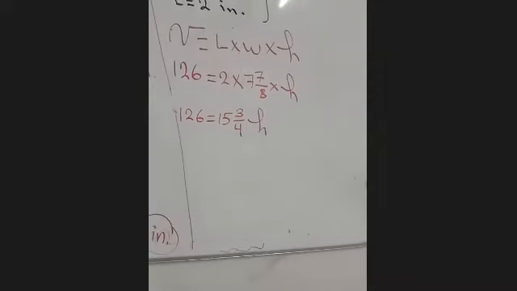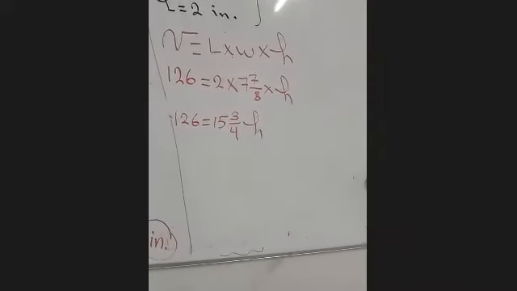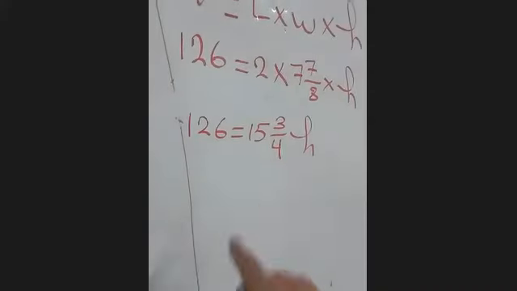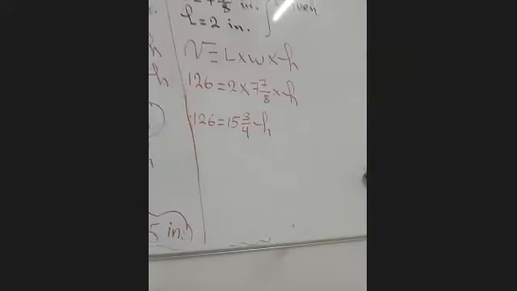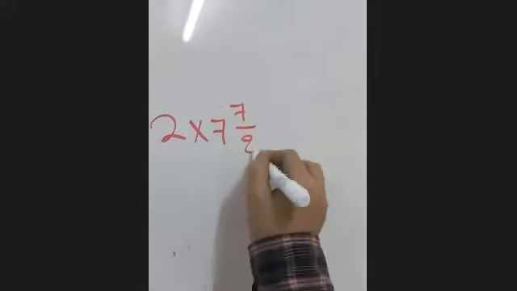Multiply 7 and 7 over 8 by 2. If you multiply these two numbers, the answer will be 15 and 3 over 4. Okay? Now let's check. Let's check. 2 multiply 7 and 7 over 8.